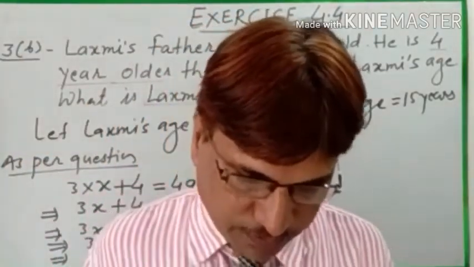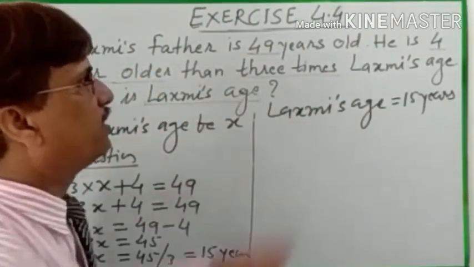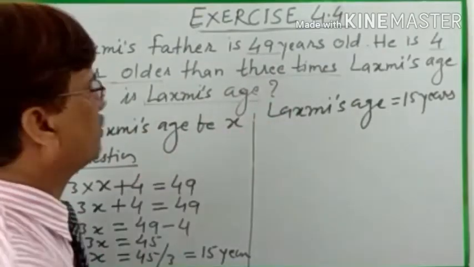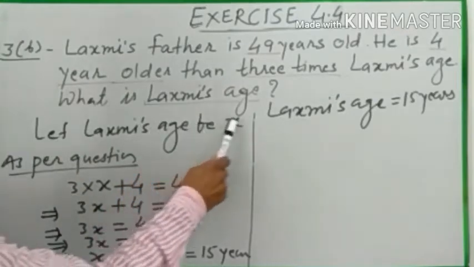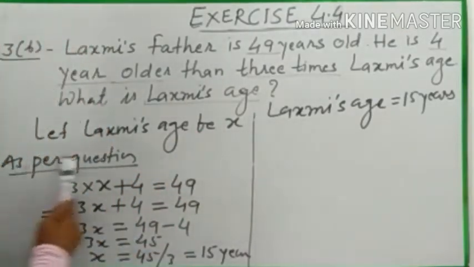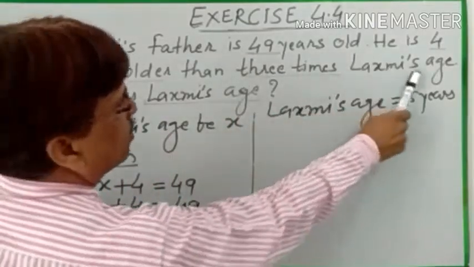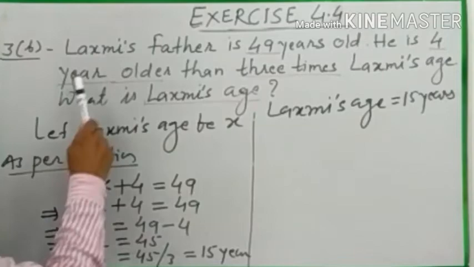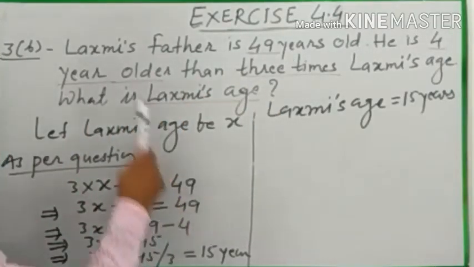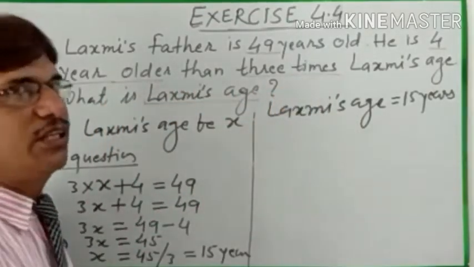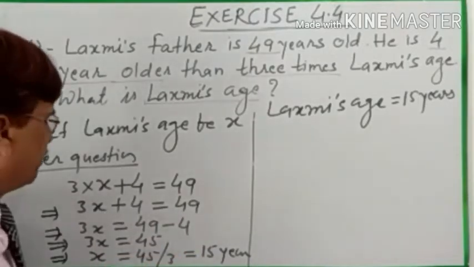Now question number 3rd. B. Lakshmi's father is 49 years old. He is 4 years older than 3 times Lakshmi's age. What is Lakshmi's age? Let Lakshmi's age be x. Now as per questions, 3 times Lakshmi's age, so 3x. 4 years older, so plus 4 is equal to 49 because his father is 49. So equation 3x plus 4 is equal to 49.